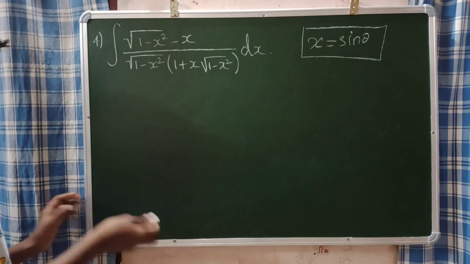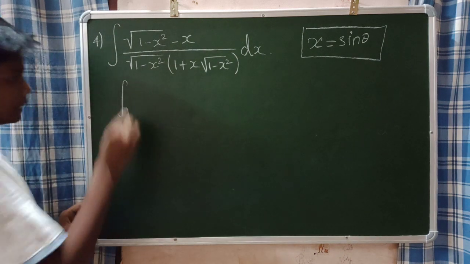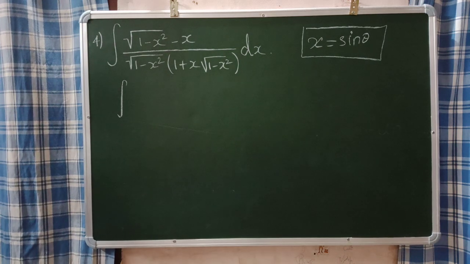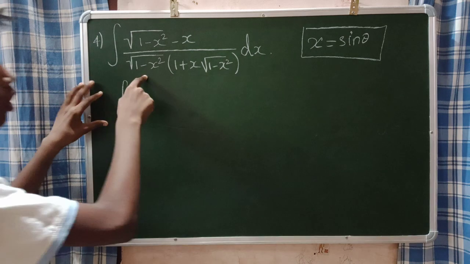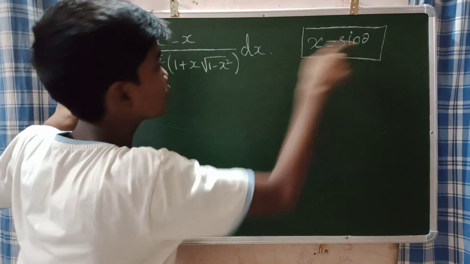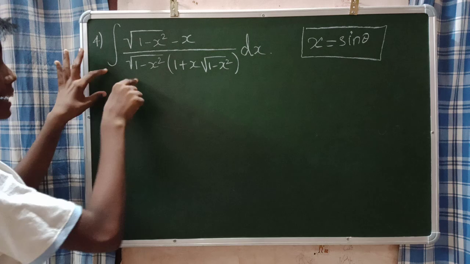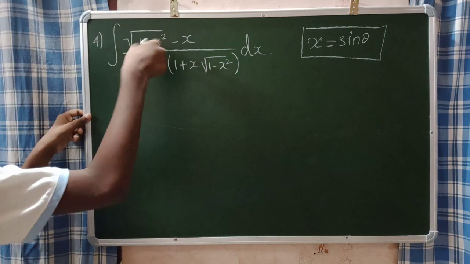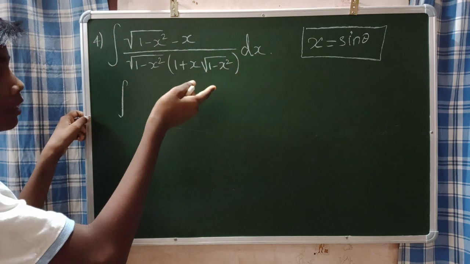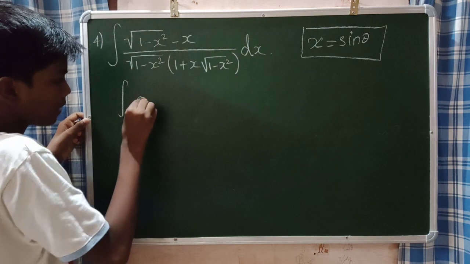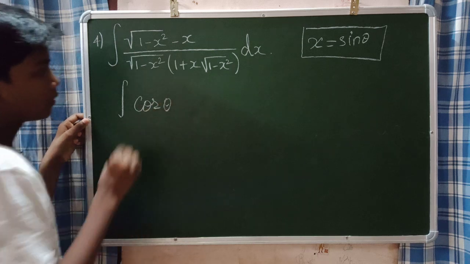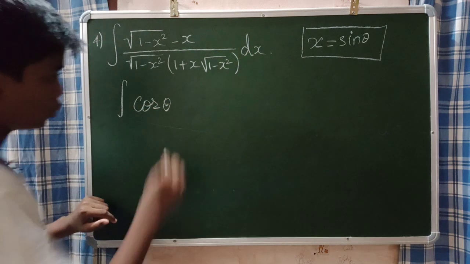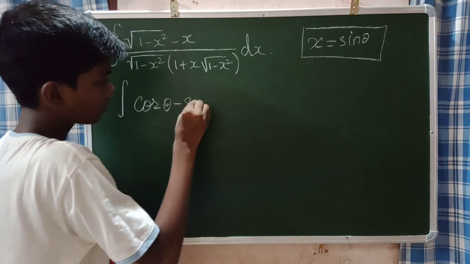If x is sin theta, then how does the integral change? Root of 1 minus x square: what is it? Root of 1 minus sin square theta, because x is equal to sin theta, guys. So root of 1 minus sin square theta will be root of cos square theta, and root of cos square theta is cos theta. Then minus x. What is x here? That is sin theta. So minus sin theta.